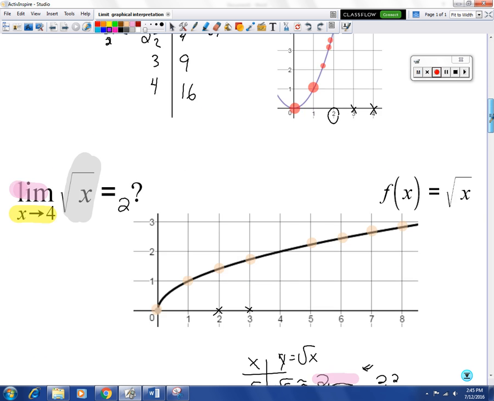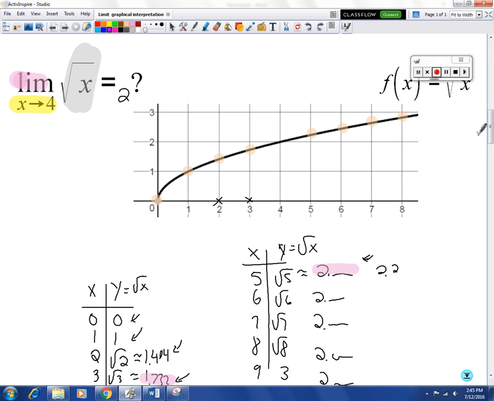Okay, alright, what's the limit of the square root of x as x approaches 4? Yeah, we can plug 4 in there. You know, I just said not to. The square root of 4 is a 2. The answer is 2.